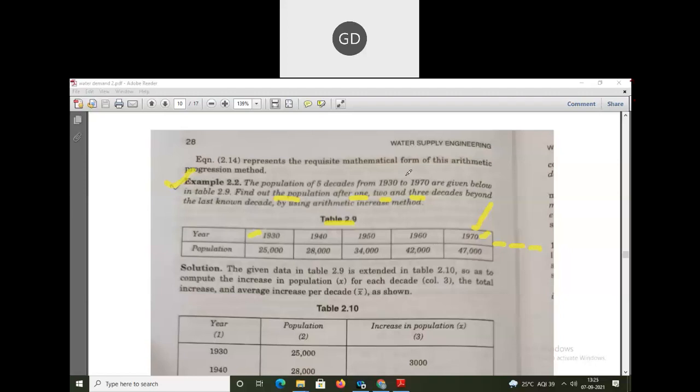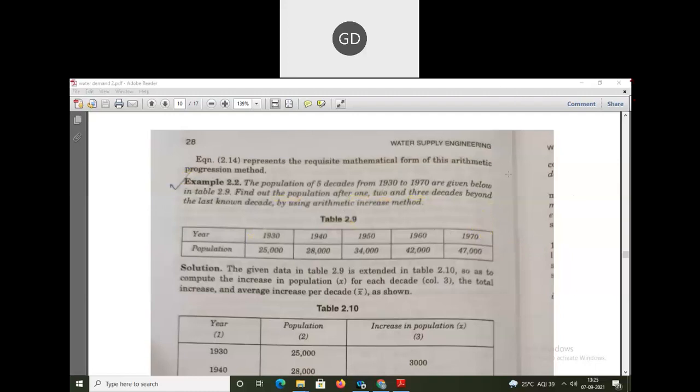Okay, since you have to find out the population after 1, 2, and 3 decades, that is from the last known population, you have to find out the population after a 10-year gap. That means you have to find out 1980, 1990, and 2000. Okay, so this table is given to you.